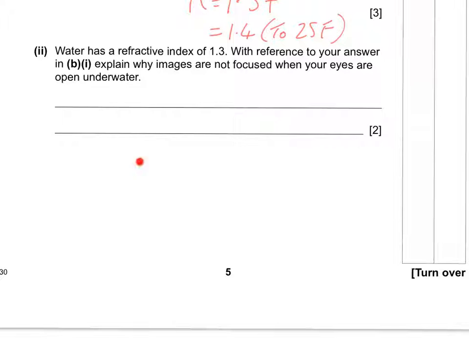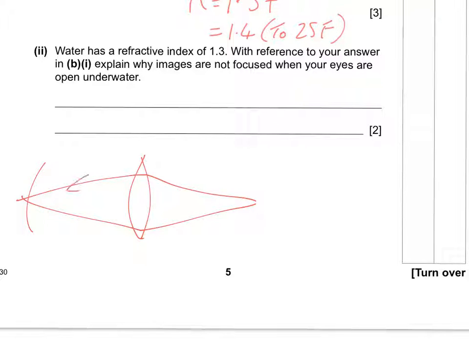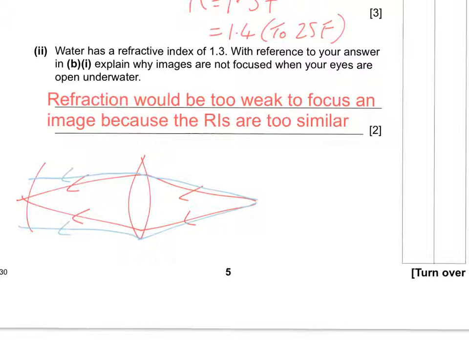Basically, if you think about the system, you're trying to take an object and focus it somewhere on the back of your retina. So you want this kind of thing to happen. If the refraction is too weak, say for these blue rays here, weaker amounts of refraction will lead to them not forming a sharp image at your retina. So I've just said that the refraction would be too weak to focus an image because the refractive indices are too similar.